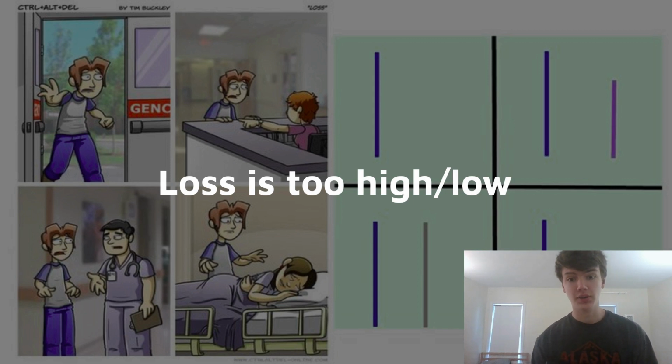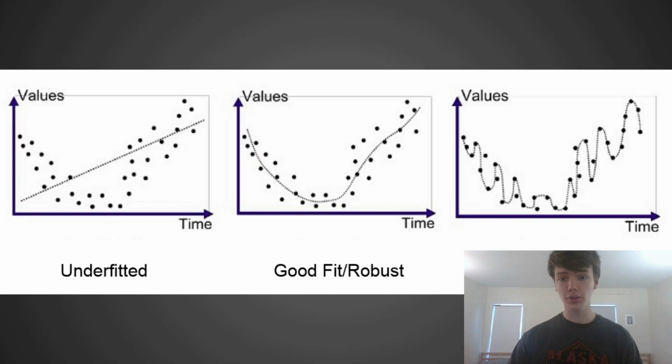You don't want your loss to be too low, because if your loss is too low, then it's going to look like the overfitted example right here, where it perfectly matches the data but doesn't actually match the data as a whole when you take new data into account.